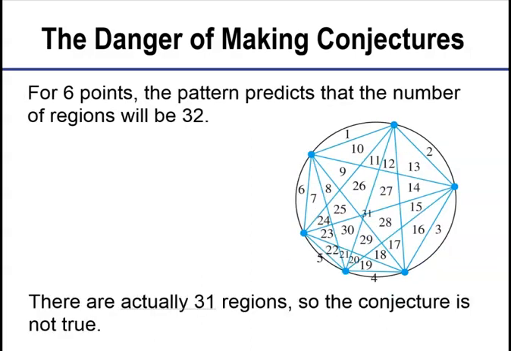For 6 points, remember that would be 2 to the 5th, we should have 32. Do we have 32? I'm inspecting this picture, and I'm not seeing a 32 right off the bat. If we read the bottom, there are actually 31 regions. So the conjecture is not true. And likely for, what was it, 10 points? It was like 2 to the 9th, which was 512 regions. That's likely not true too.